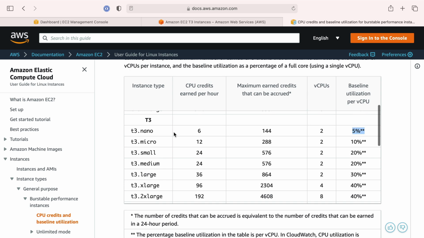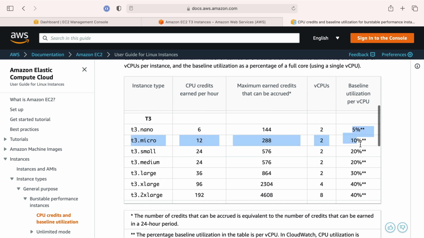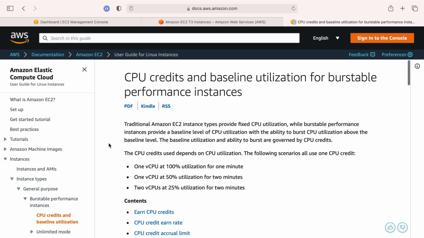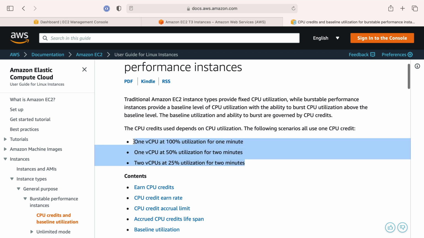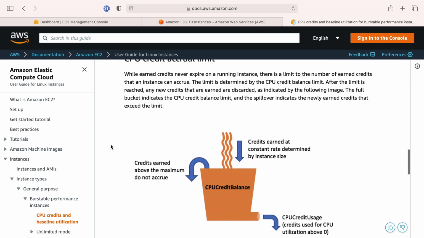Okay, so you earn credits per hour, you spend when you're over your baseline, and if we read up here, we'll see the CPU credits used depend on CPU utilization. The following scenarios all use one CPU credit. If you're at 100% utilization for 1 minute, or 50% for 2 minutes, or if you have two vCPUs, and you go above 25% utilization for 2 minutes. Now, what's not clear to me here is if 100% utilization is 100% of your baseline, or if it's actually 100% of the CPU itself. Let's just scroll down here a little bit.